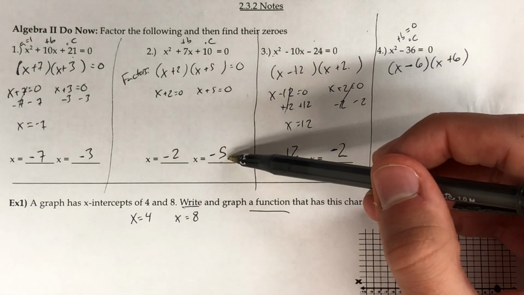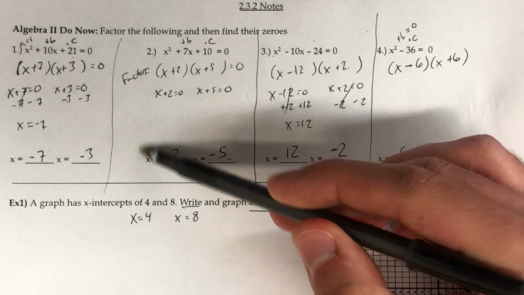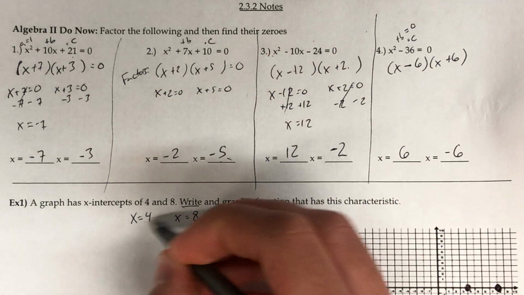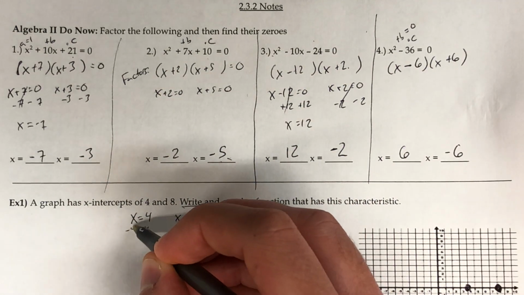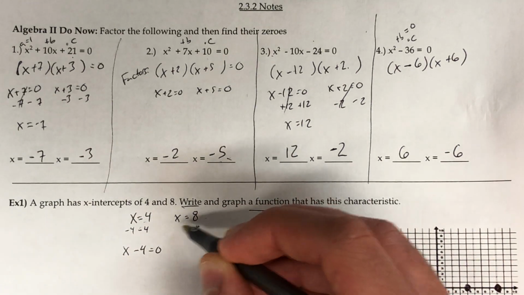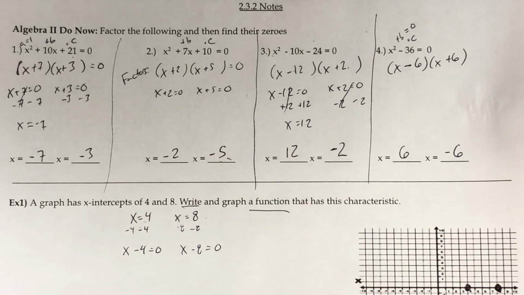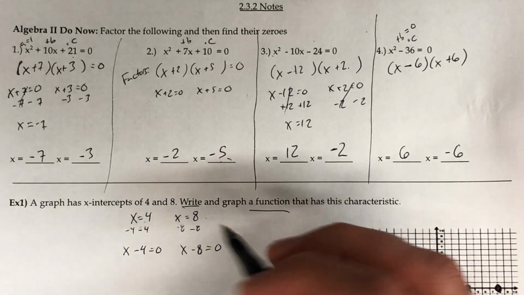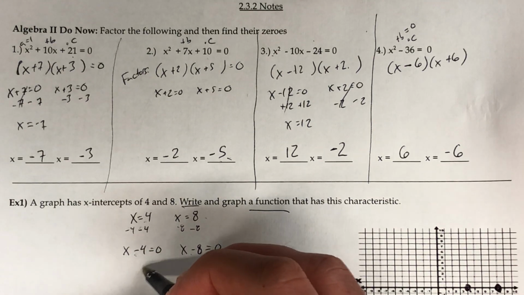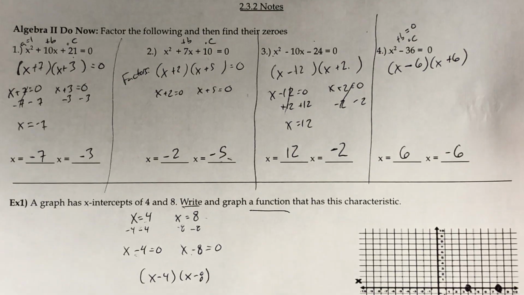So up here, if we're working backwards, we have our x-intercepts. The last step before that was setting factors equal to 0. So let's set these equations equal to 0. So we subtract 4 from both sides, get x minus 4. Subtract 8 from both sides, get x minus 8. And these would be our two factors, x minus 4, x minus 8.